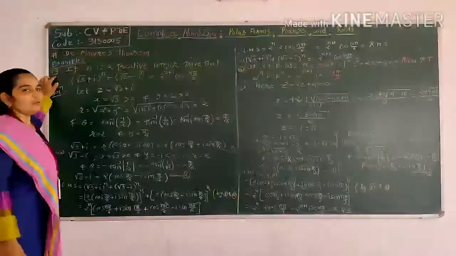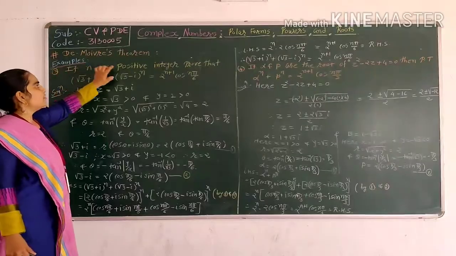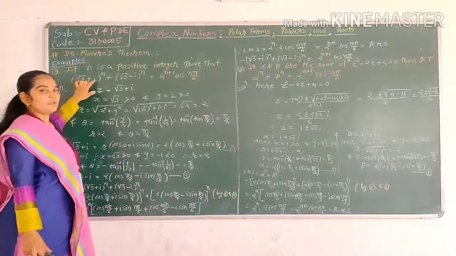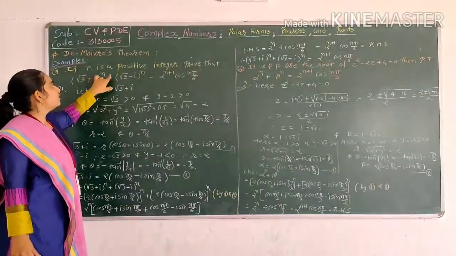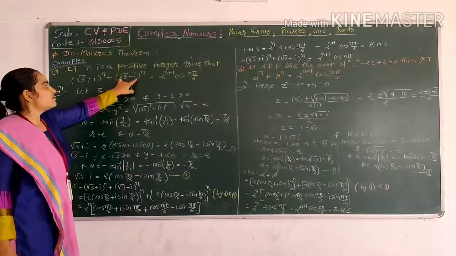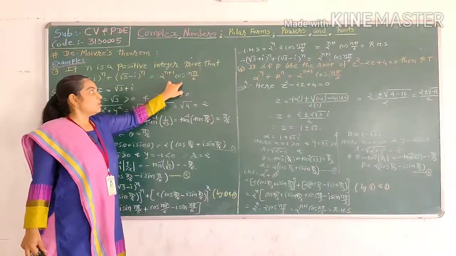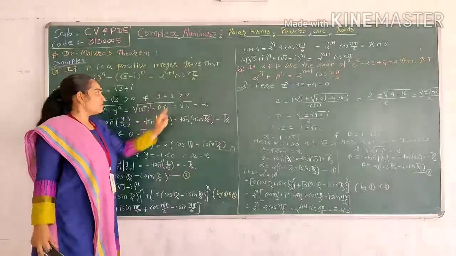Now example number 3. If n is a positive integer, prove that (root 3 plus i) whole raised to n plus (root 3 minus i) whole raised to n is equal to 2 raised to n plus 1 cos n pi by 6.